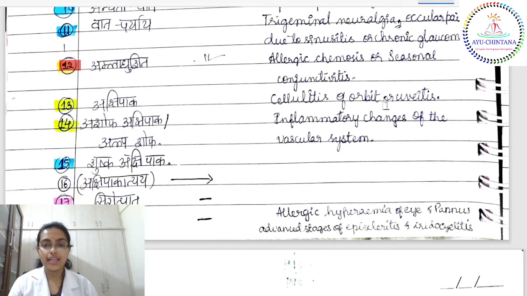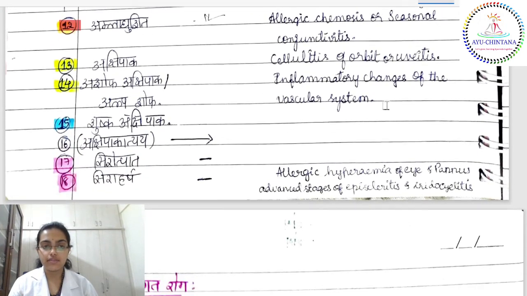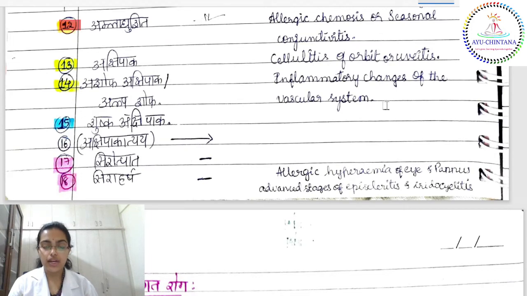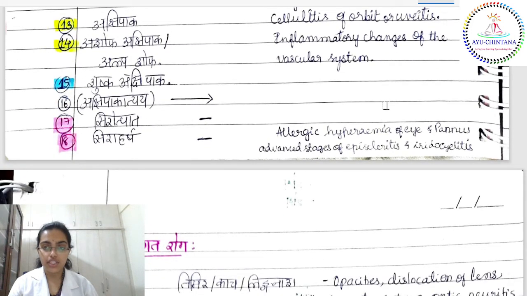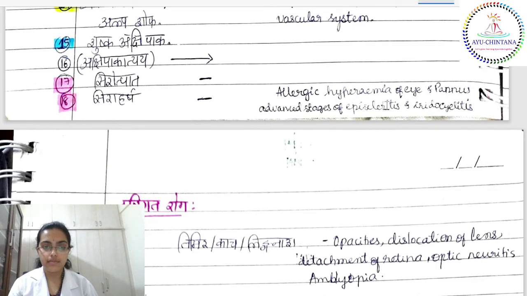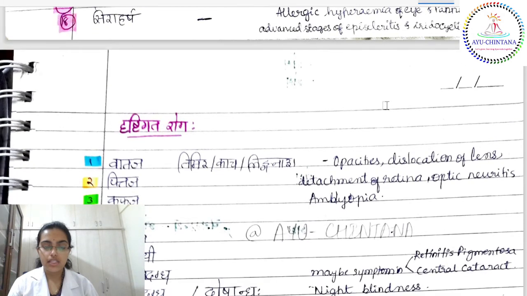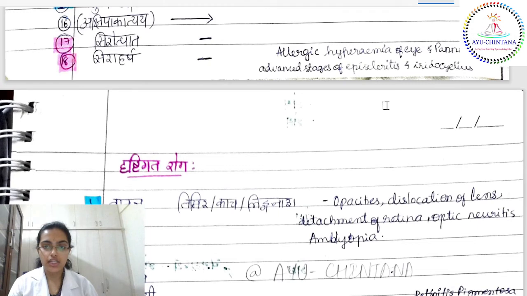Amla Dushita is allergic chemosis or seasonal conjunctivitis. Akshipaka is cellulitis of the orbit or uveitis. See, where Paka comes, you have to remember the inflammatory and infectious condition, so an itis would be generally present. Then Ashobha Akshipaka is inflammatory changes of the vascular system. Sirotpata, Siraharsha are allergic hyperemia of the eyes. And Panis is the advanced stage of episcleritis and iridocyclitis.